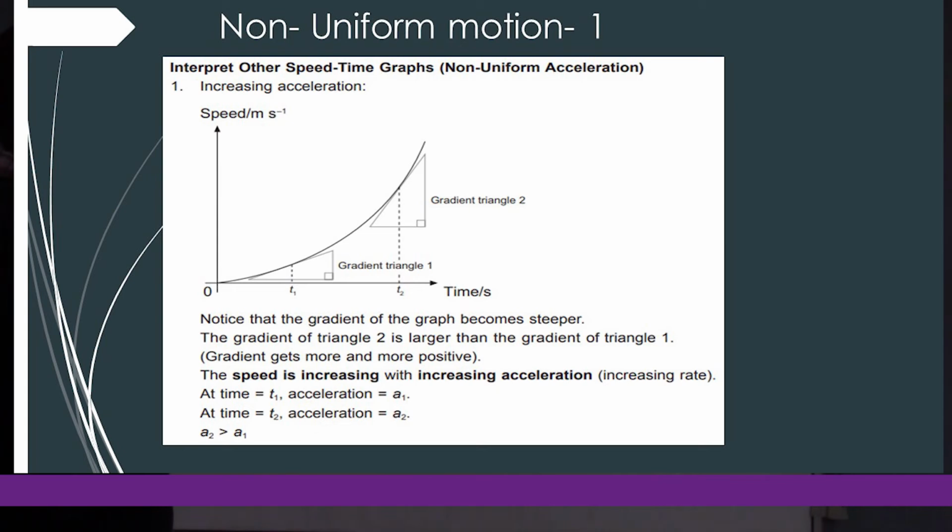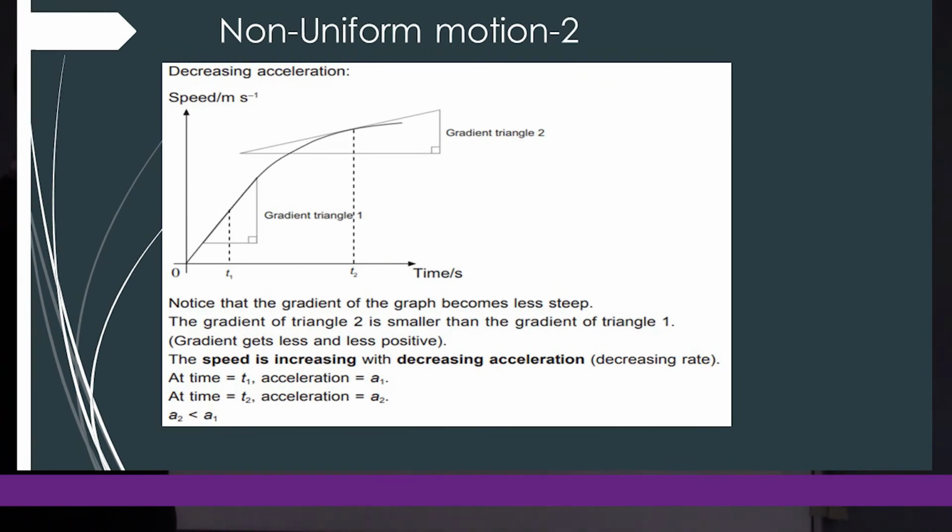Very important concept there, where you make use of the tangent to calculate your gradient or your acceleration by using the tangent. We move on. We also have another option there, non-uniform motion 2, which is shown by showing a decreasing acceleration. The object is decreasing its acceleration.